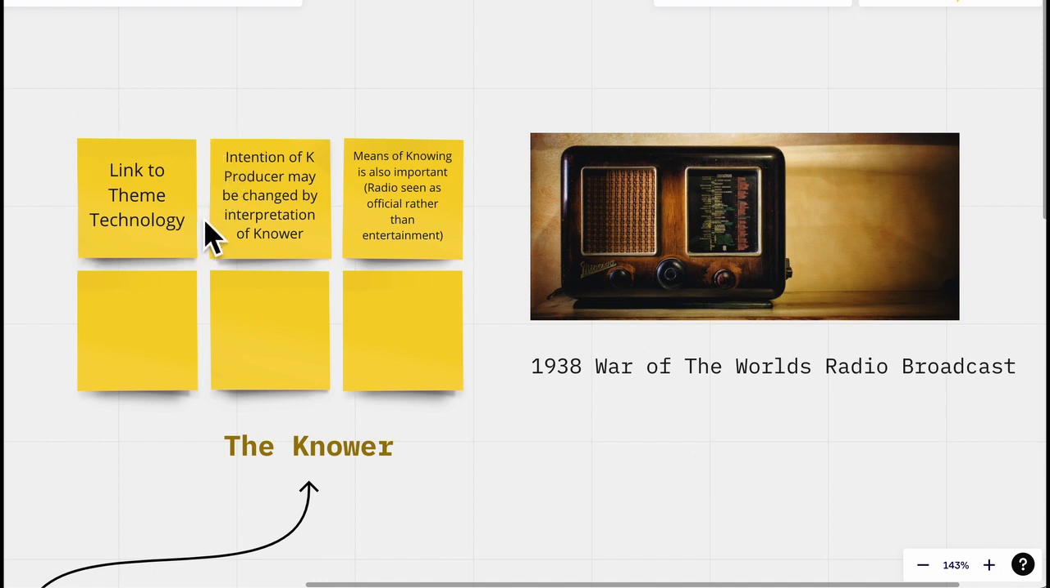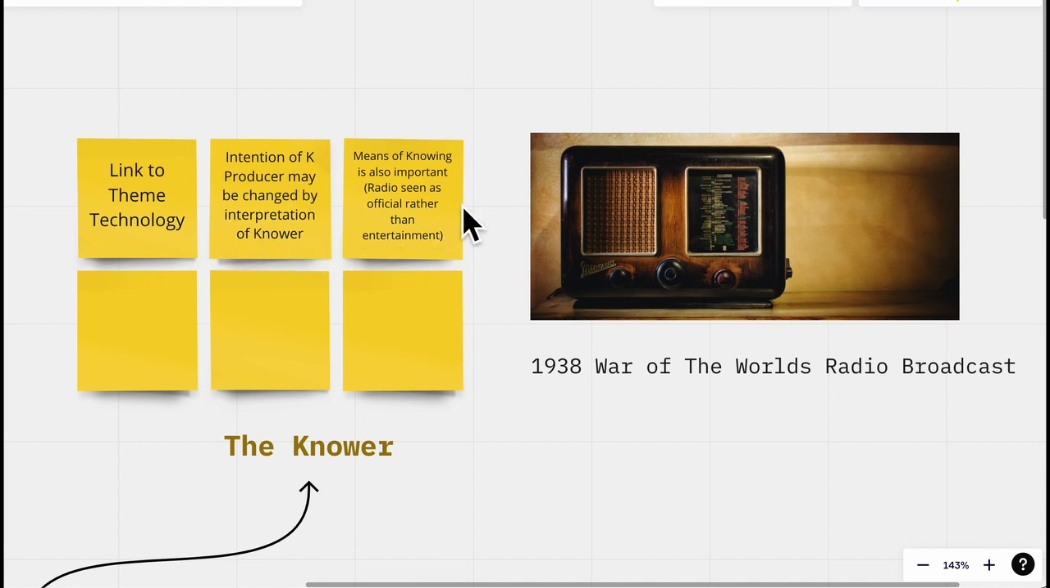So in this case, the producer of the knowledge was the radio station, who produced a fictional drama piece, but it was reinterpreted by the knower, and in doing so, they owned that knowledge. Remember, our definition of own is being able to define the meaning or the categorization of knowledge itself.